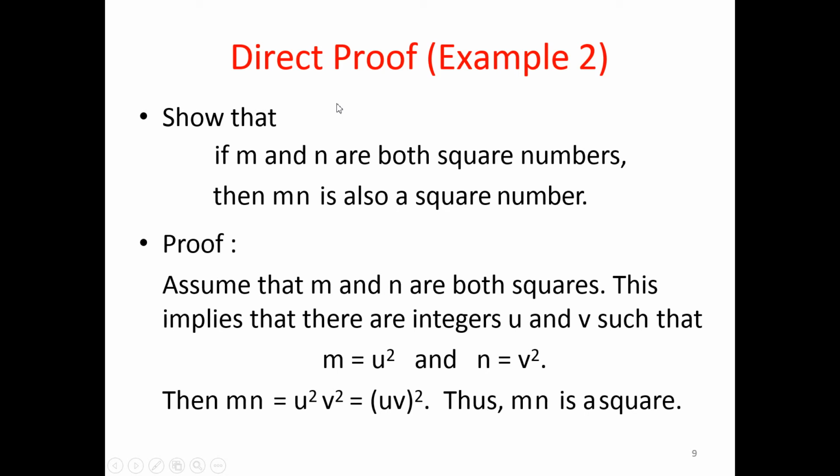So let's have a look at another example. The question here is, show that if m and n are both square numbers, then mn is also a square number. Now in order to prove this by the direct method, we'll assume that m and n are both squares. This implies that there are integers u and v such that m is equal to u squared and n is equal to v squared. Then mn is equal to u squared times v squared, which is equal to (uv) squared. And this implies mn is a square, and hence the result.